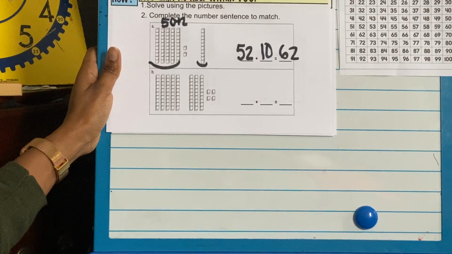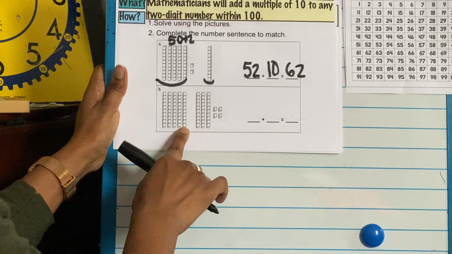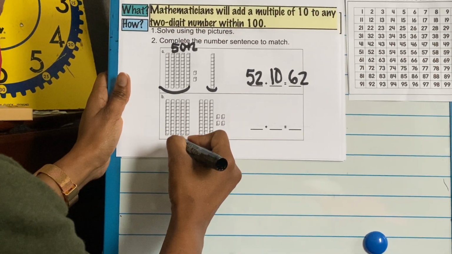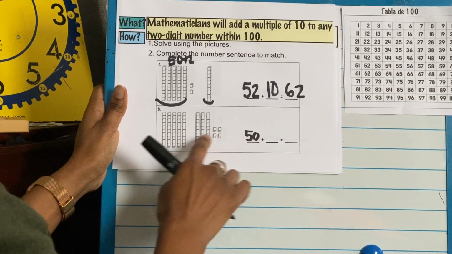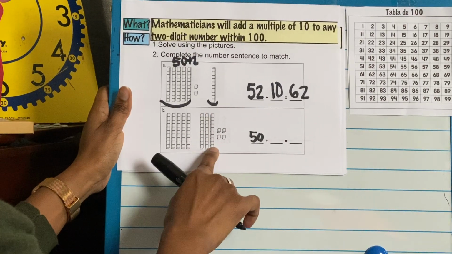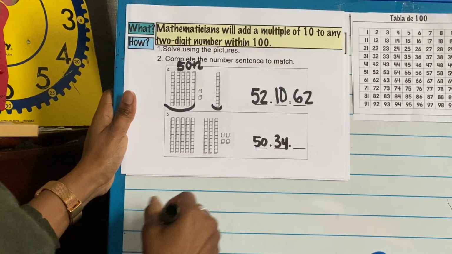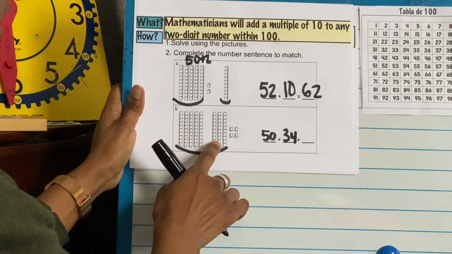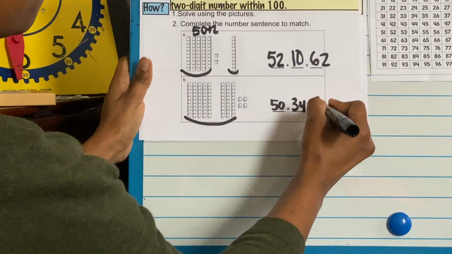Let's do another one. So what do we see here? How many groups of tens do we see? We see 5. So 5 groups of tens equals what? 50. So 50 plus what? You see 3 groups of tens and 4 ones. Plus 34. So let's group the tens. So we have what? 50, 60, 70, 80 plus 4, 84.